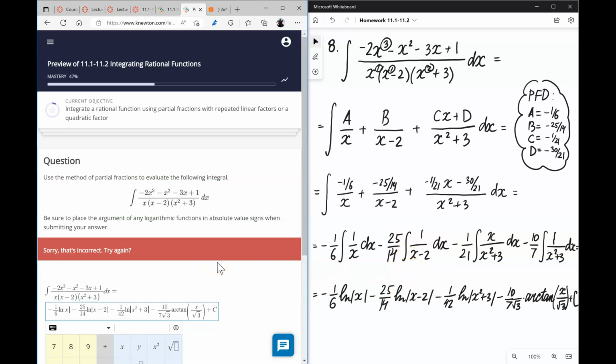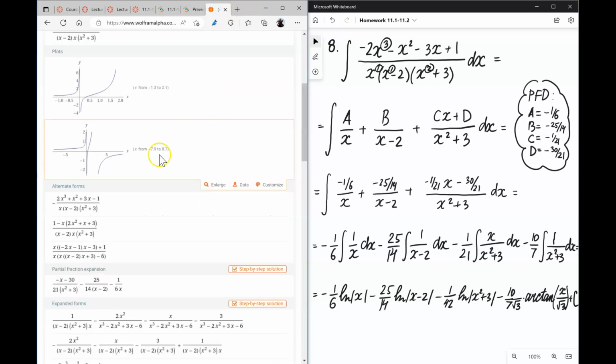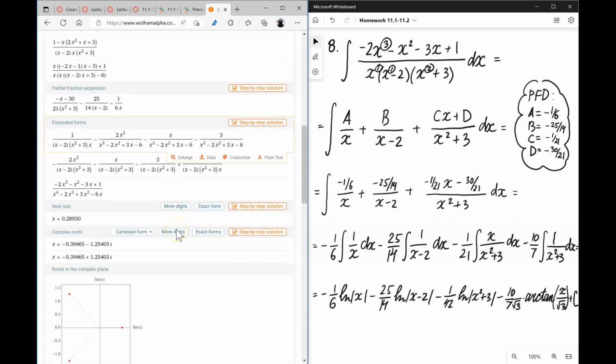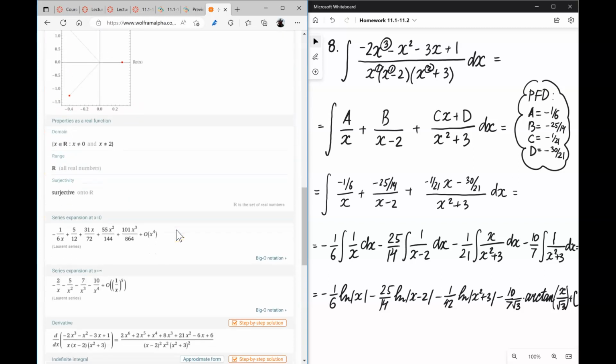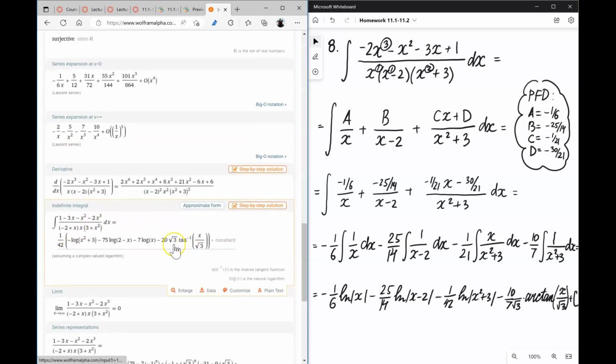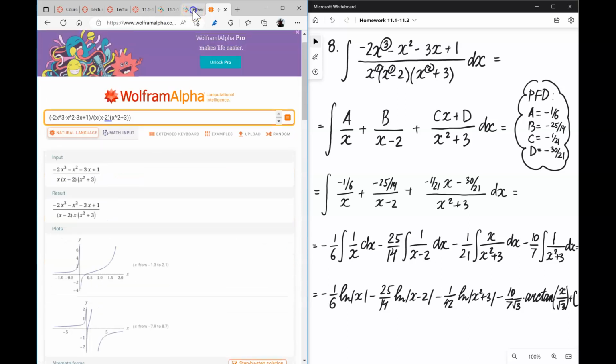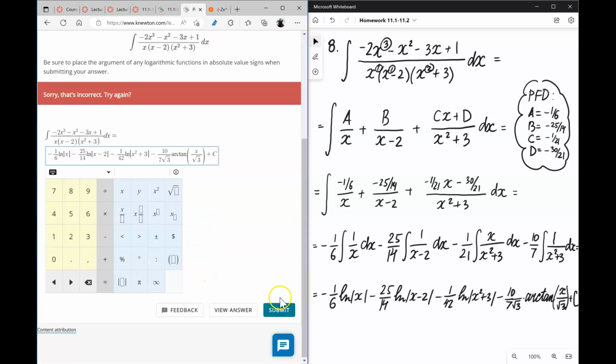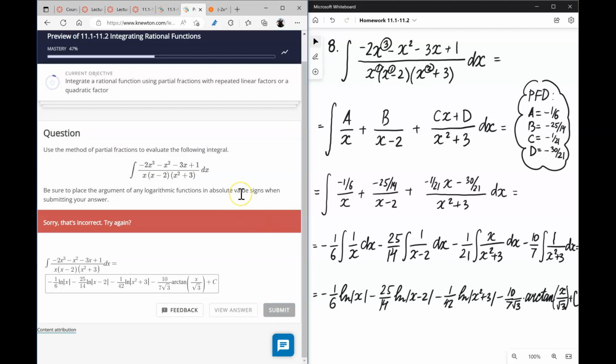So one way to check your answer is to actually scroll down in Wolfram Alpha and get this right here. And it seems like it's the same expression, just simplified in a different way. So I'm pretty confident that this time we got it right. So let's submit it again.